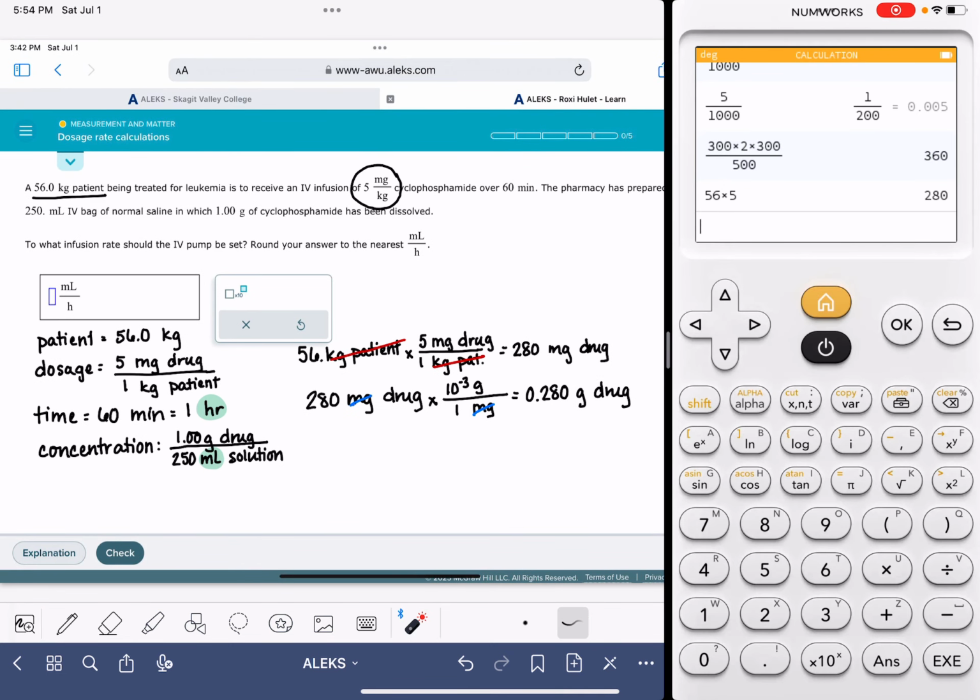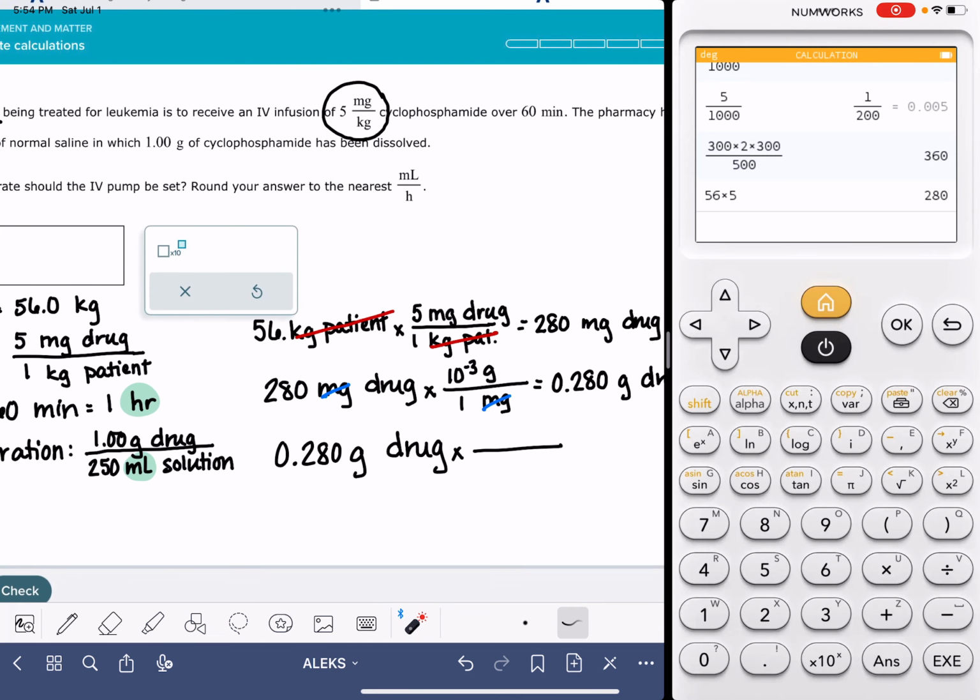So my next step is to figure out the concentration that is necessary to deliver this much drug. This is a unit conversion between the mass of the drug, 0.280 grams of drug, and the volume of the solution. So I want grams of drug to be down on the bottom of this conversion factor so that those units cancel. I want milliliters of solution to be up on top. I'm just going to abbreviate that SOLN. And I'm going to be using this as my conversion factor.